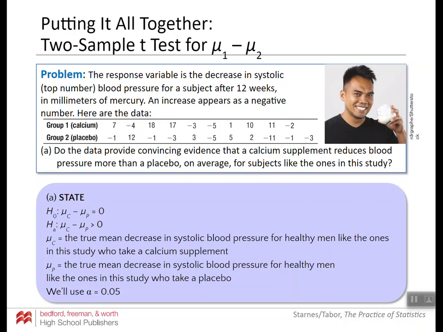So, mu c is the true mean decrease in systolic blood pressure for healthy men like the ones in the study who take a calcium supplement. Mu p is the true mean decrease in systolic blood pressure for healthy men like the ones in the study who took the placebo. We're going to use alpha equals 0.05.